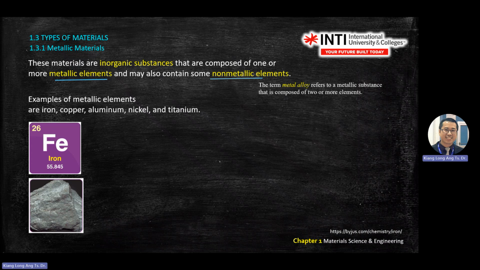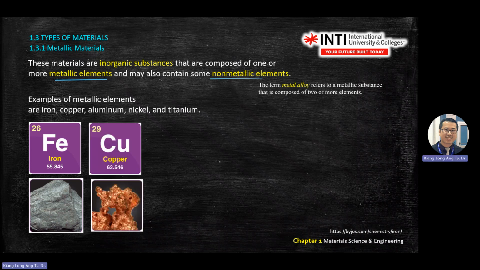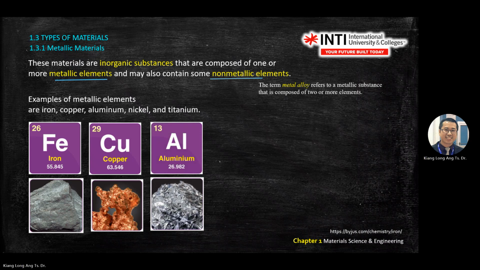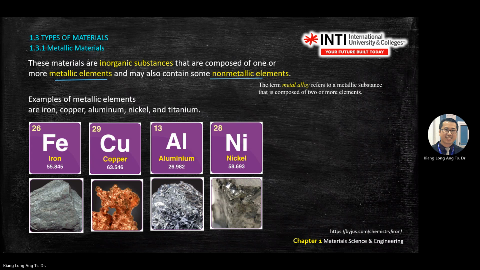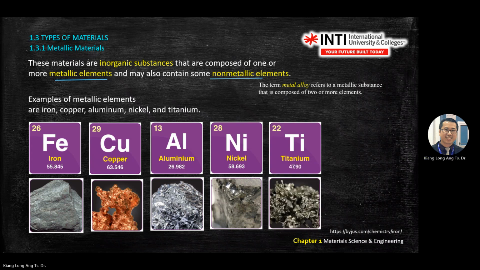Okay, so the first one, I think you are also quite familiar with this name. The chemical name is Fe, or ferrum, right? Copper, aluminium, nickel, and titanium. So these are the popular members for this module. You will see them most of the time, right? Then you will mix them together, and it becomes something else. It becomes an alloy.